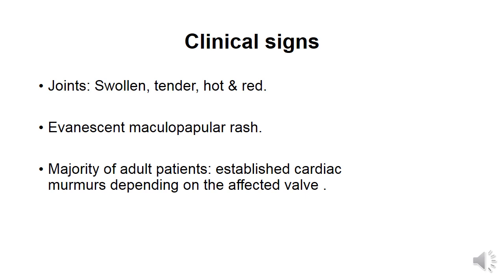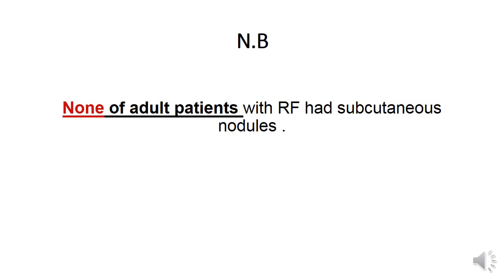If there were previous attacks in adulthood with documented carditis, there might be established cardiac murmurs, or worsening murmurs, depending on the affected valve. And we have to note that none of the adult patients reported subcutaneous nodules in attacks of rheumatic fever. Those developing subcutaneous nodules are usually young, usually children.